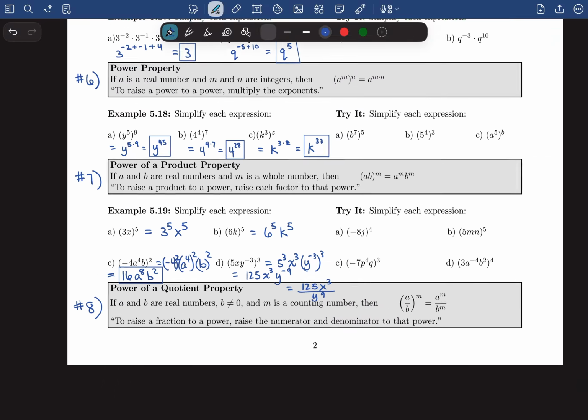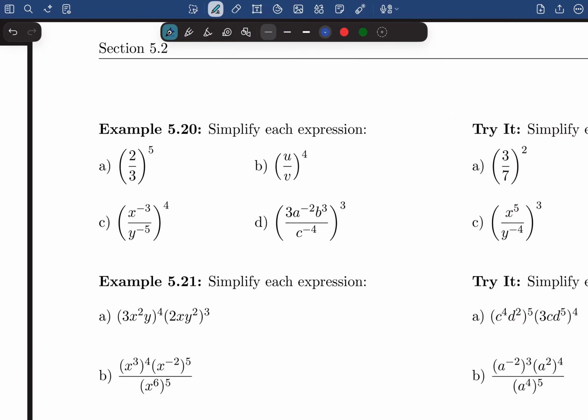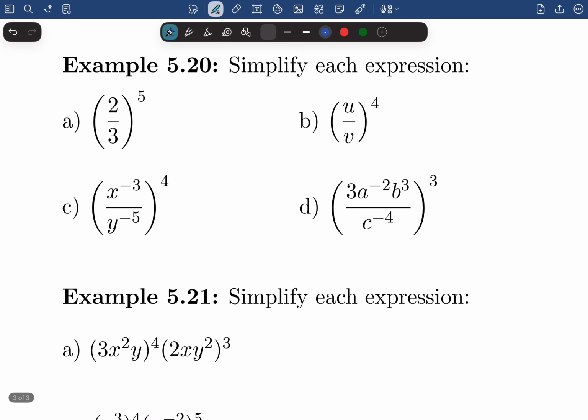Let's go ahead and look at an example of this rule in action. Example 5.20 says simplify each expression. I've got 2/3 to the 5th power. Well, that's equal to 2 to the 5th divided by 3 to the 5th, according to this quotient of a power property.